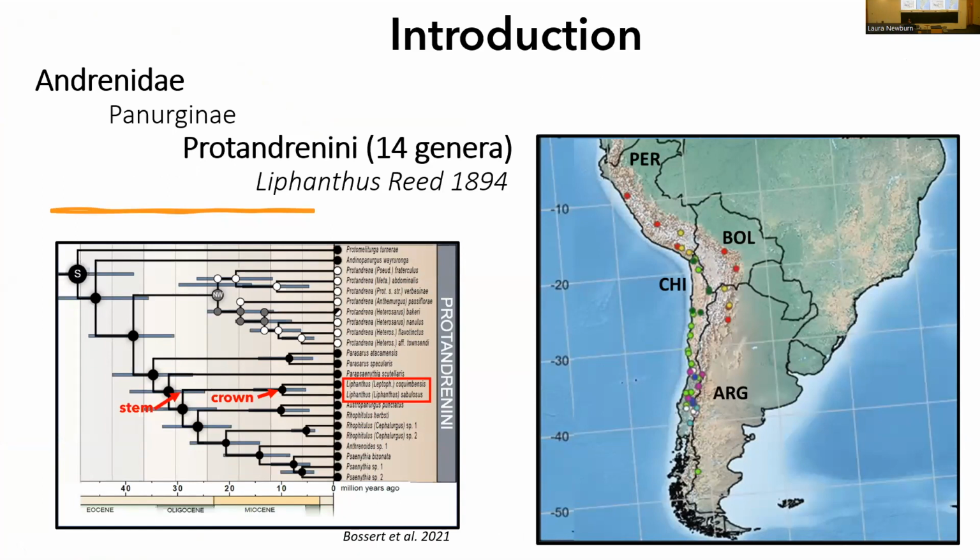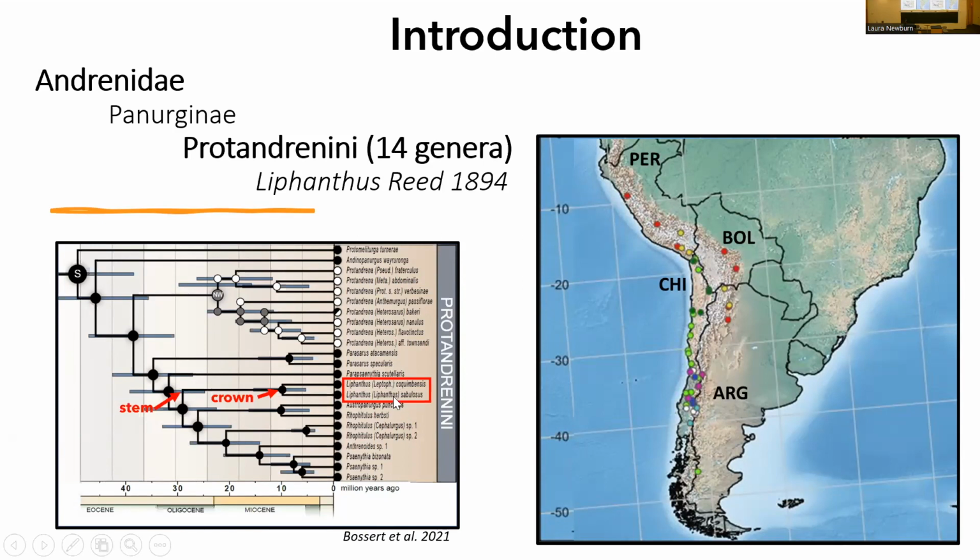The tribe Panurginae is restricted to the Americas and is relatively diverse in genera in South America. This tree on the left is the most recent molecular phylogeny of the tribe Panurginae, by Bossert and colleagues, using UCEs. We can see that the two species of Liphanthus that they used are well nested in a clade in the Panurginae.